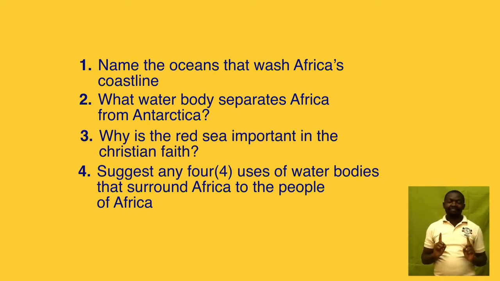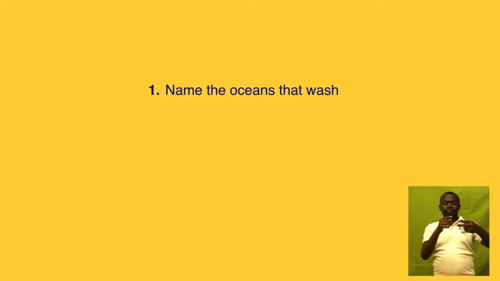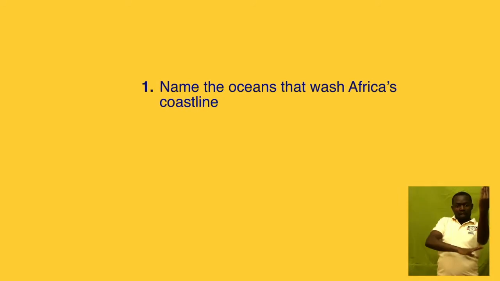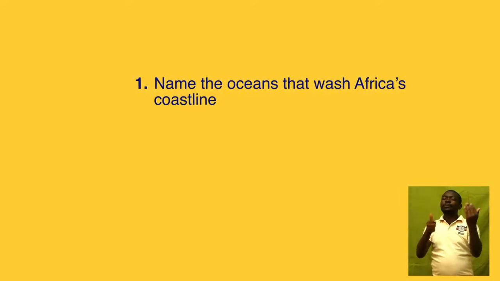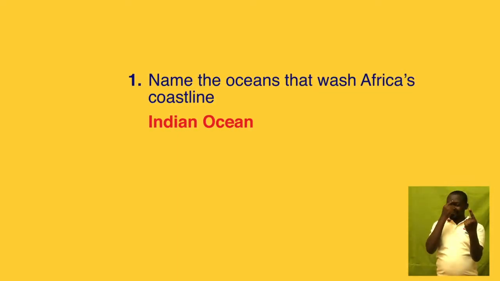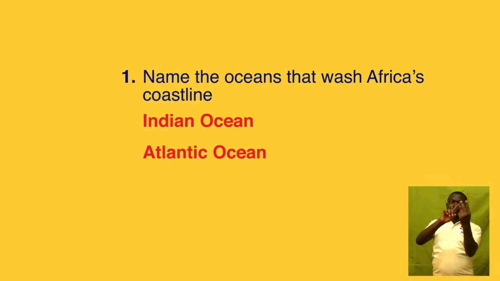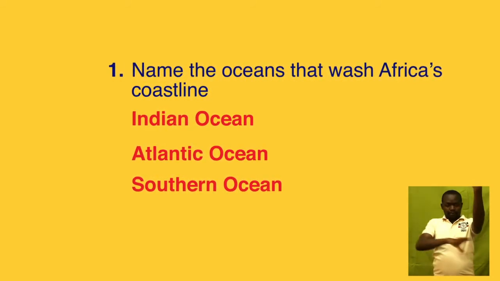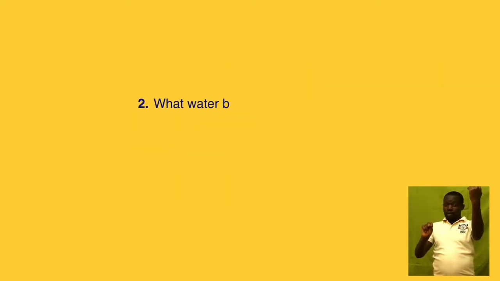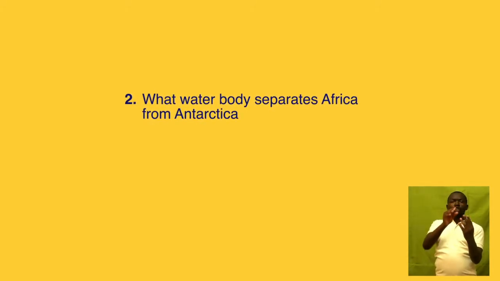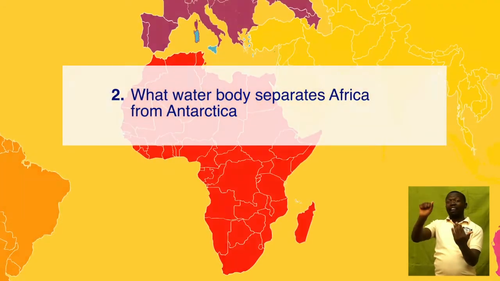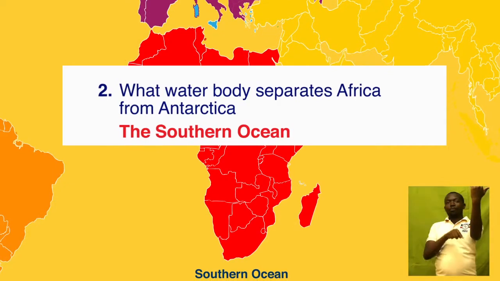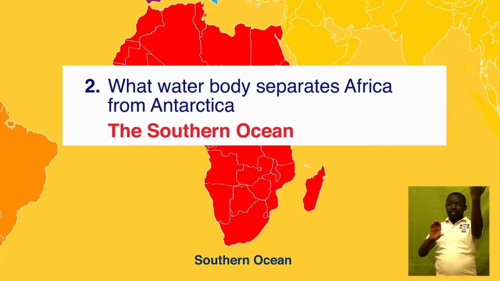Now let's get the answers and check and see whether we have the correct answers. Question 1 said, name the oceans that wash Africa's coastline. So, ocean number 1, we have said the Indian Ocean. 2, we have the Atlantic Ocean. And 3, we have the Southern Ocean. So those are the 3 oceans. The second question asked which water body separates Africa from the Antarctica? And that water body is the Southern Ocean. So we talked about the Southern Ocean that washes the extreme south of Africa.